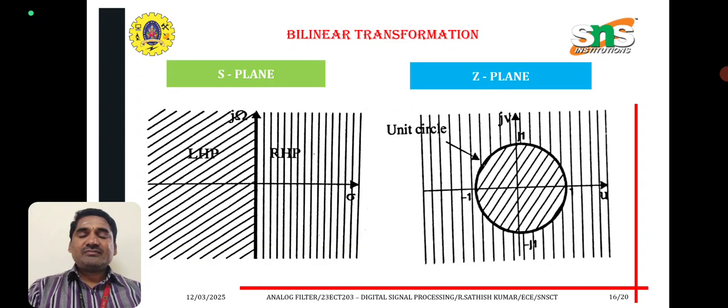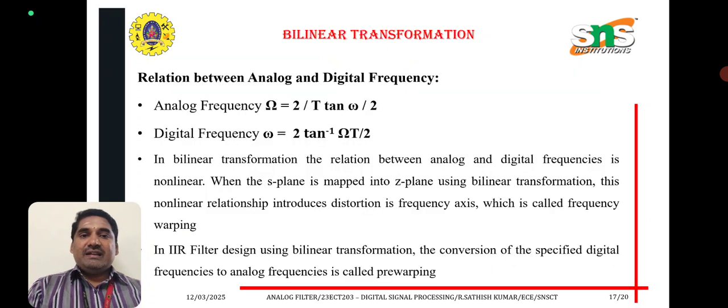This is the S plane to Z plane, left half plane, right half plane. The left half plane can be mapped here, inside the unit circle of the Z plane. The right half plane can be mapped here, outside of the unit circle in the Z plane. Next one, this is the relationship between analog and digital frequencies. Analog frequency Omega is equal to 2 by T into tan of omega by 2. Digital frequency omega is equal to 2 tan inverse of Omega T by 2.